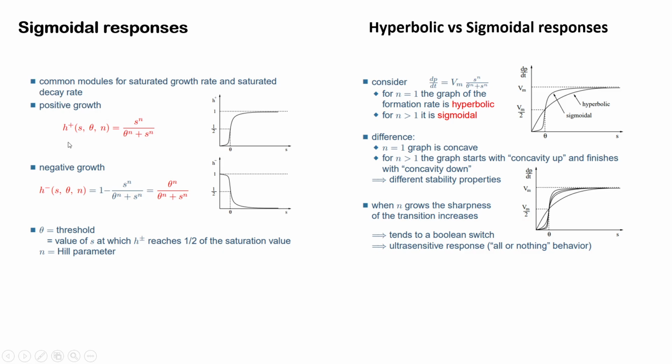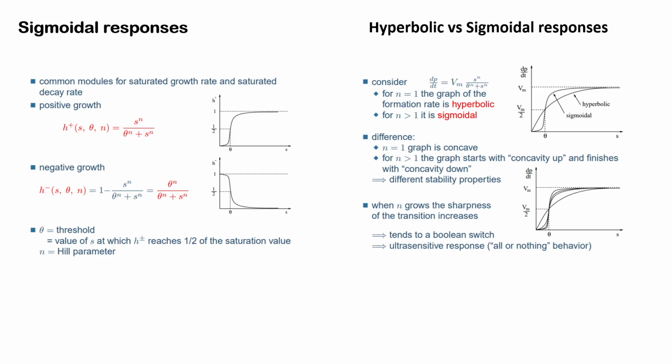So if it is positive growth, your Hill function will basically be s to the power n by theta n plus s to the power n. If it is negative growth, you just put a 1 minus to this, and the s to the power n cancels off, and in your numerator you're left with theta n. So for the positive growth, it is this H plus function, and for the negative growth, it's this H minus function. And what is theta here? The theta will be the threshold. What is the threshold? The value of S at which H plus or minus reaches half of the saturation value.